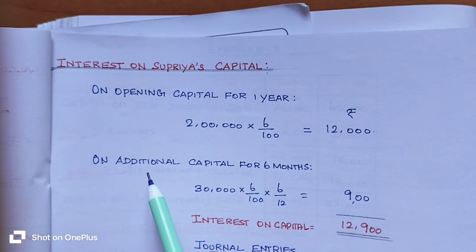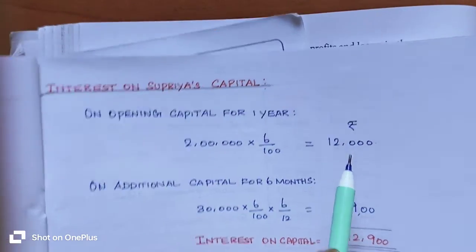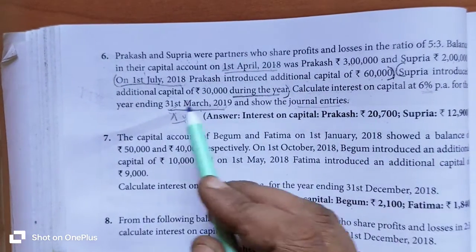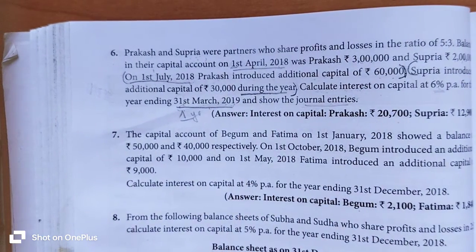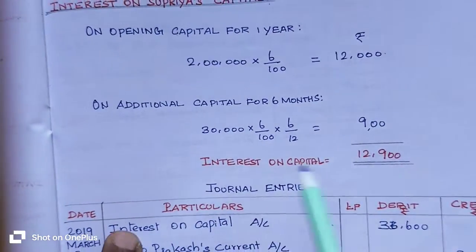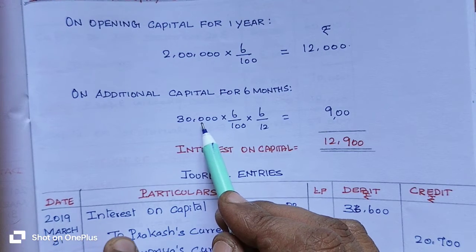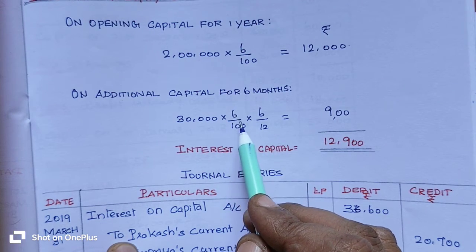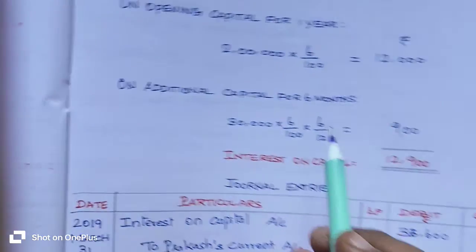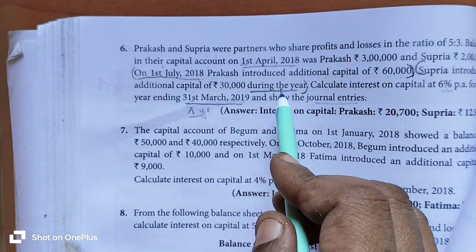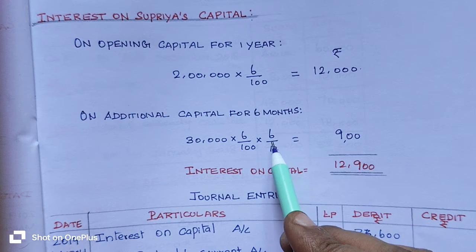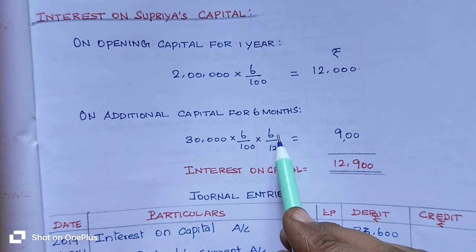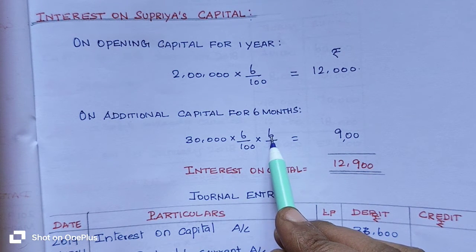Now we are going to calculate interest on additional capital for Supriya. Supriya introduced additional capital of 30,000 during the year. So additional capital is 30,000 rupees into rate of interest 6 by 100. Since it was given during the year, we have to calculate the interest for the average period. That is, out of 12 months, 6 months is the average period.